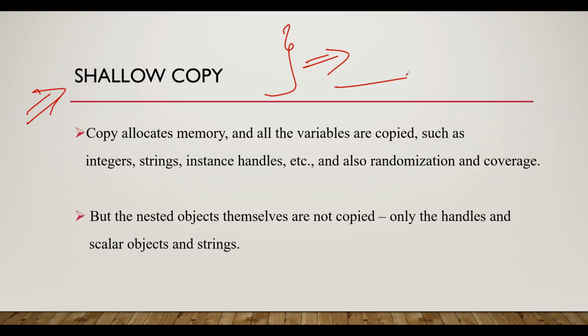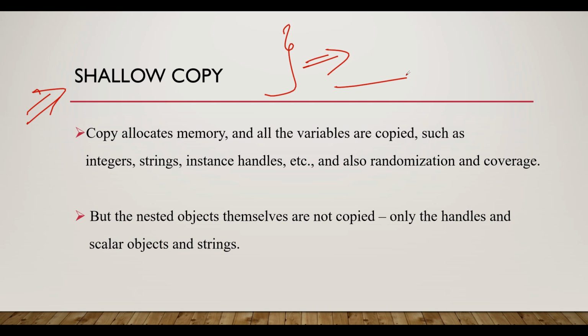Here, for both instances, you will create a separate copy. I have written one definition, so you can read this out. Shallow copy allocates memory, and all the variables are copied, such as integers, strings, instance handles, etc. Okay, and shallow copy can also be used in randomization and coverage.